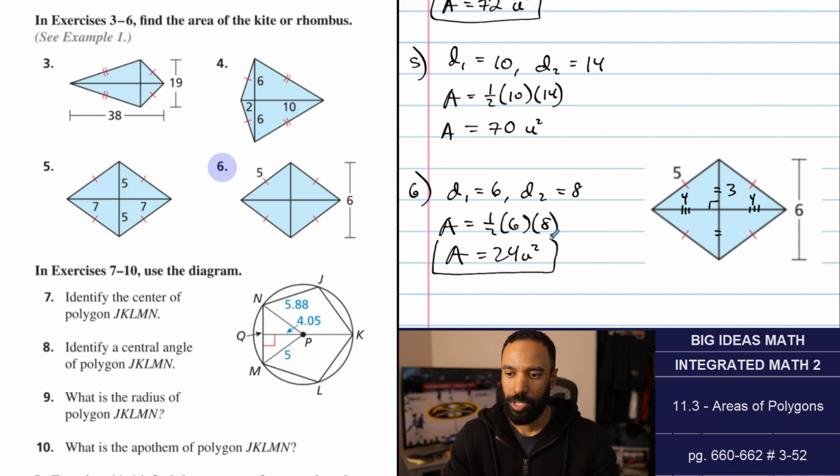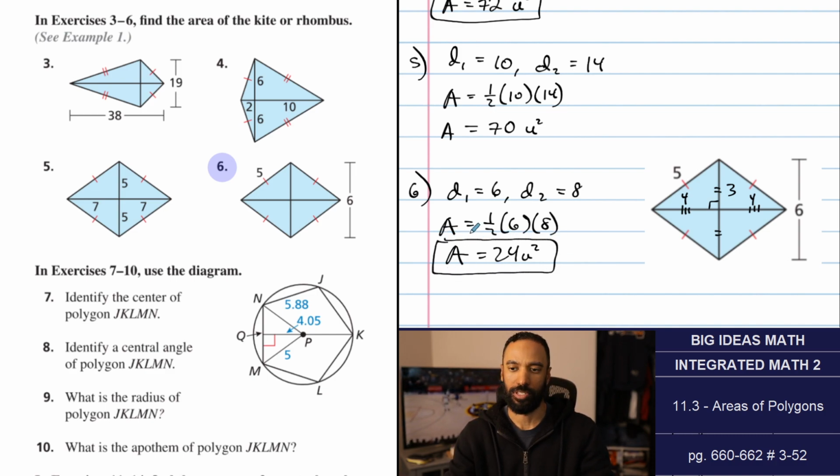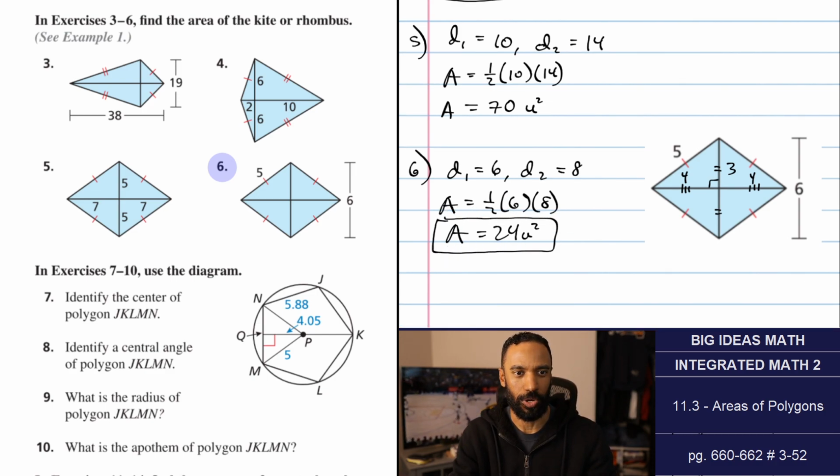Okay. So there's your kites and rhombuses and such. And like I said, I was kind of surprised it showed up here. I figured it probably would have been back in like chapter 7 when we actually did quadrilateral stuff.